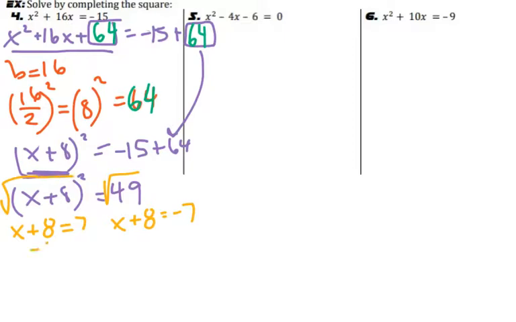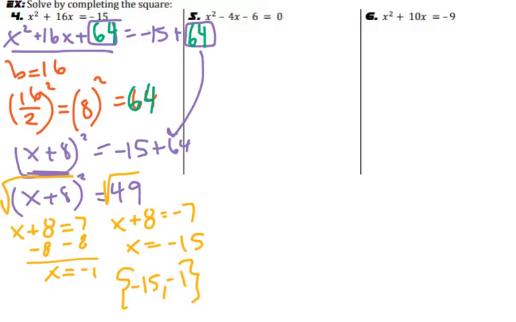Now to solve for x, I'm going to subtract 8 on both sides. Here that's going to give me negative 1. Here, if I subtract 8 on both sides, that's going to give me negative 15. And our final answer should be in set notation with the smaller number, comma, the bigger number, using those little squiggle brackets.